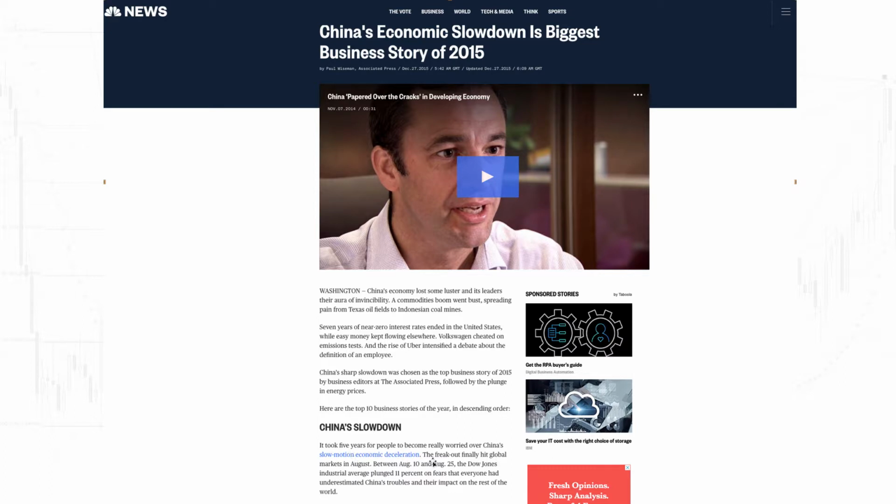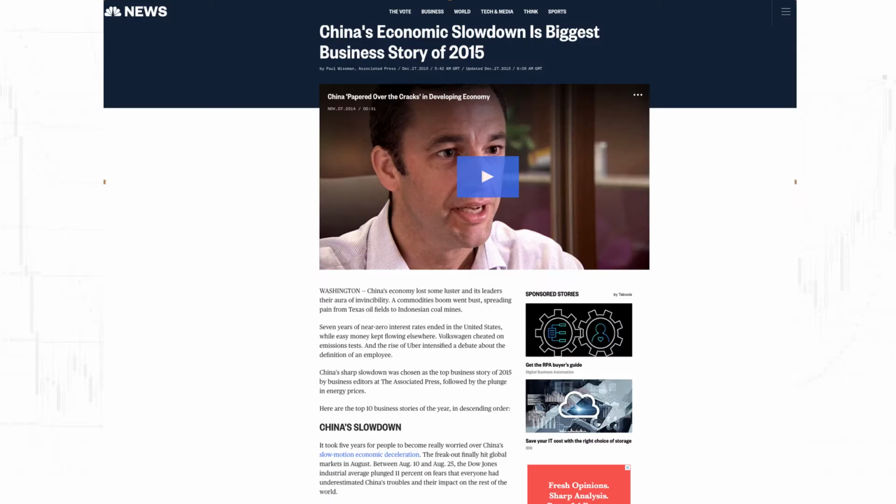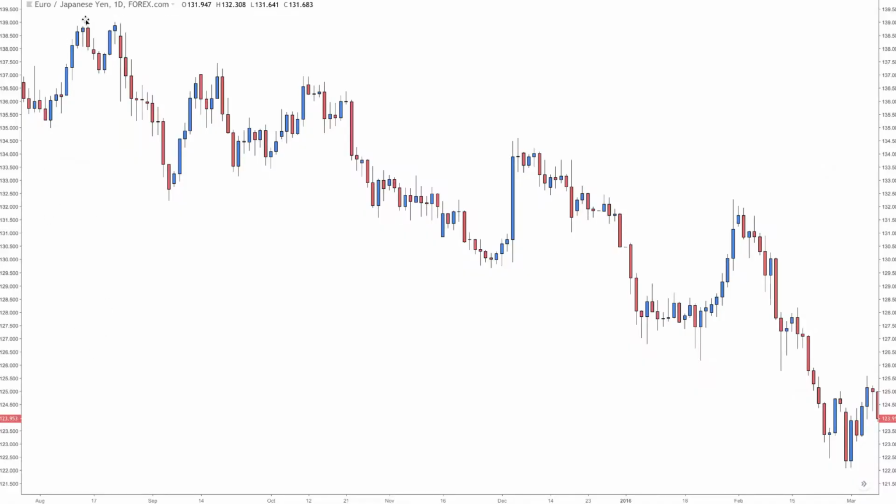So if you look down here, it says it took 5 years for people to become really worried over China's slow motion economic deceleration. The freakout finally hit global markets in August, between the 10th of August and August the 25th. The Dow Jones Industrial Average plunged 11% on fears everyone had underestimated China's troubles and their impact on the rest of the world. So if we go to the price charts and look at, for example, the euro yen, from August 10th to August 25th, around this area here, Dow Jones started to plunge.